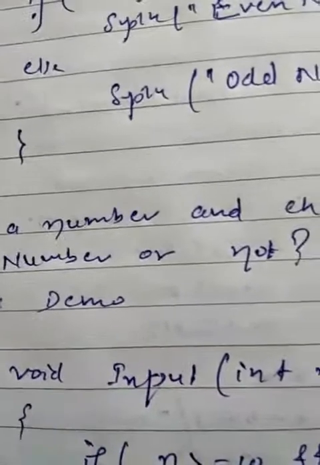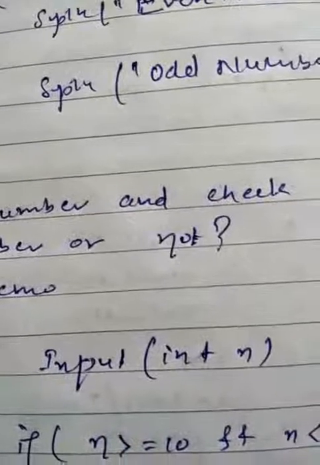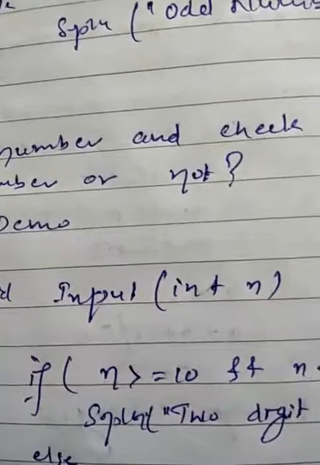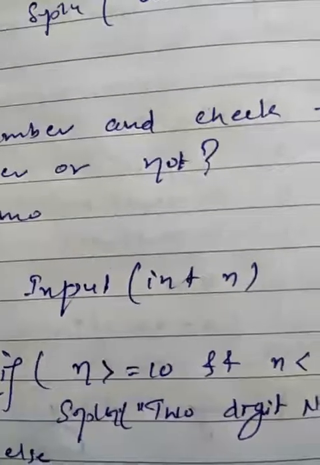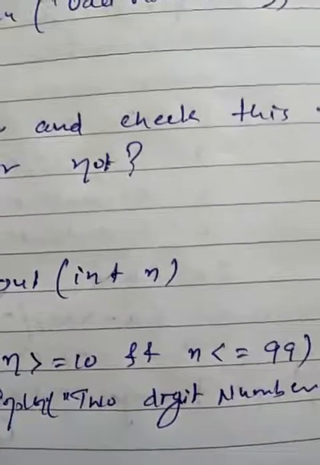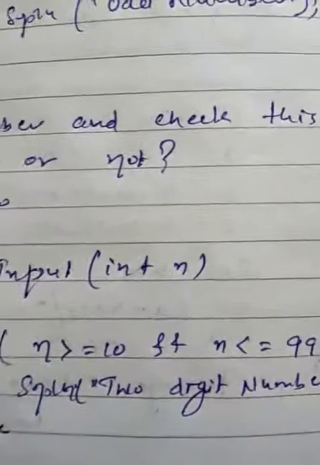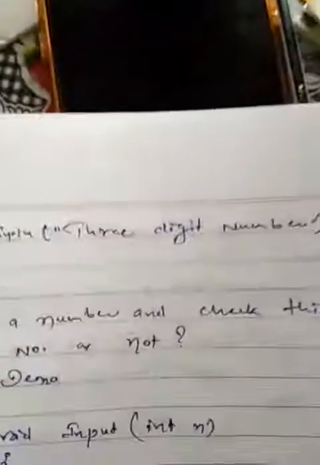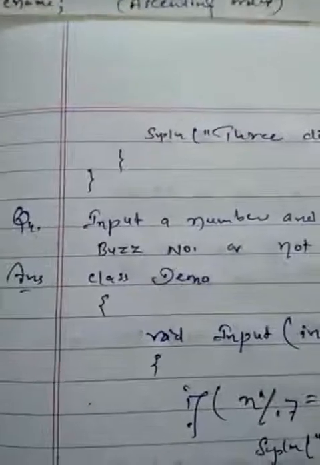Class Demo, void input, we have to input a single integer n. Now there is the condition: if n is greater than or equal to 10 and n is less than or equal to 99, then we will print two-digit number, otherwise we will print three-digit number. Now the next is question number 4.